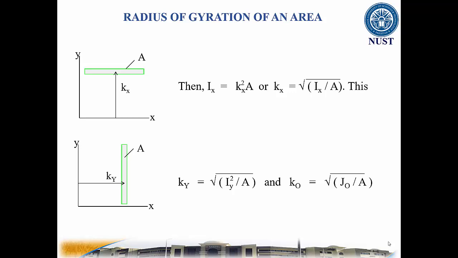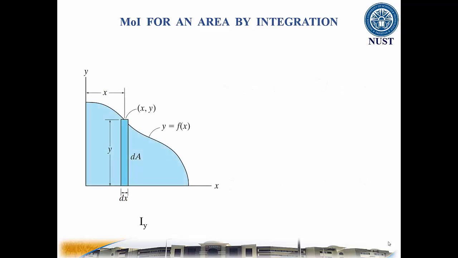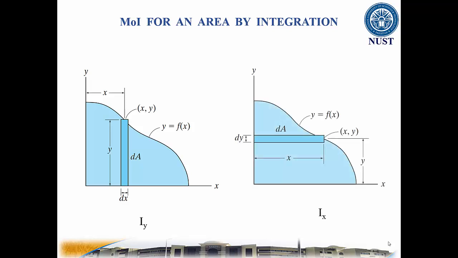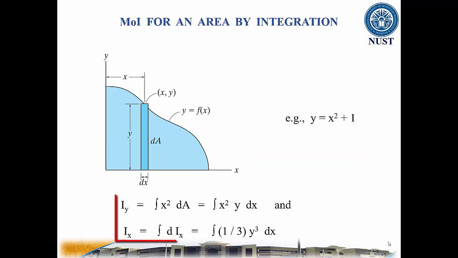This characteristic is important when designing columns. For simplicity, the area element used has a differential size in only one direction, dx or dy. This results in a single integration and is usually simpler than doing a double integration with two differentials such as dx and dy.